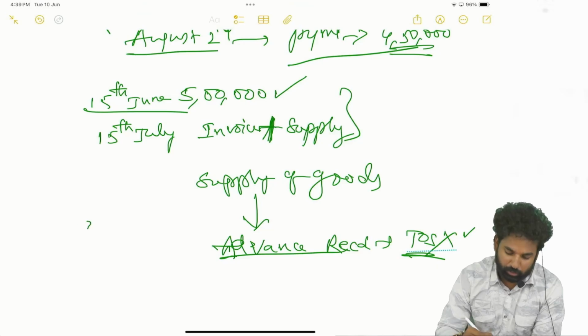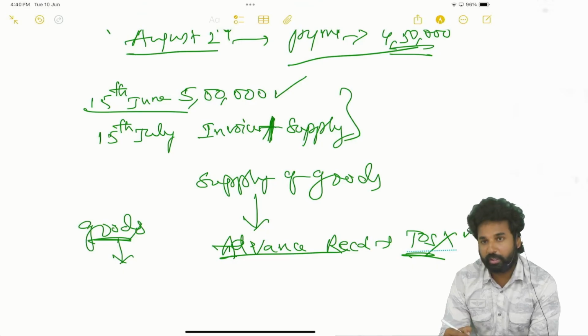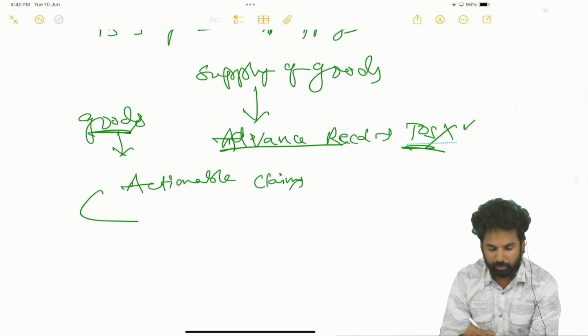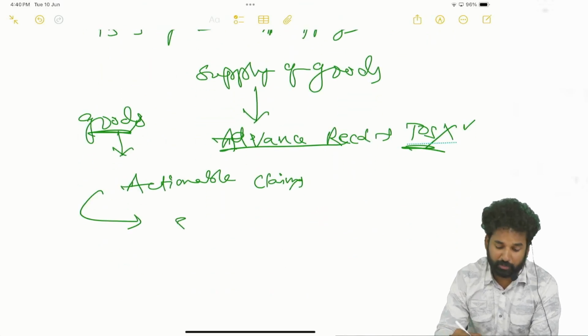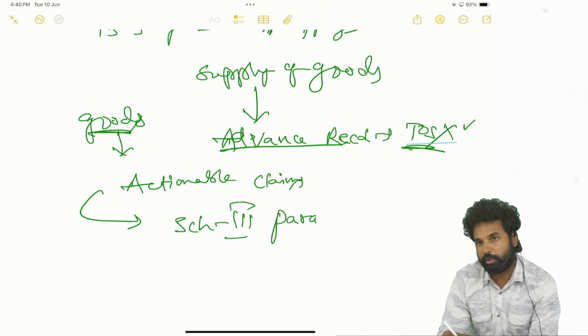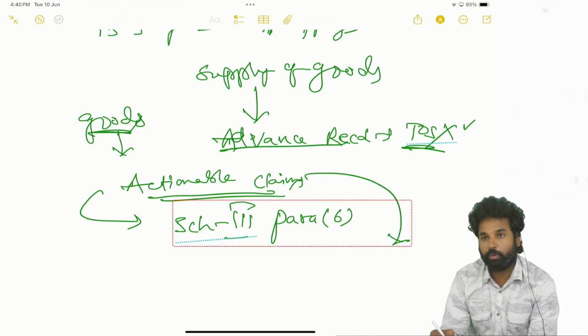Right. So goods definition is there, no? We have seen goods definition. In that, goods includes actionable claims. Out of such actionable claims, they are there under schedule 3 para 6, correct, para 6 schedule 3 actionable claims. But out of such actionable claims there are some exceptions to actionable claims under schedule 3.